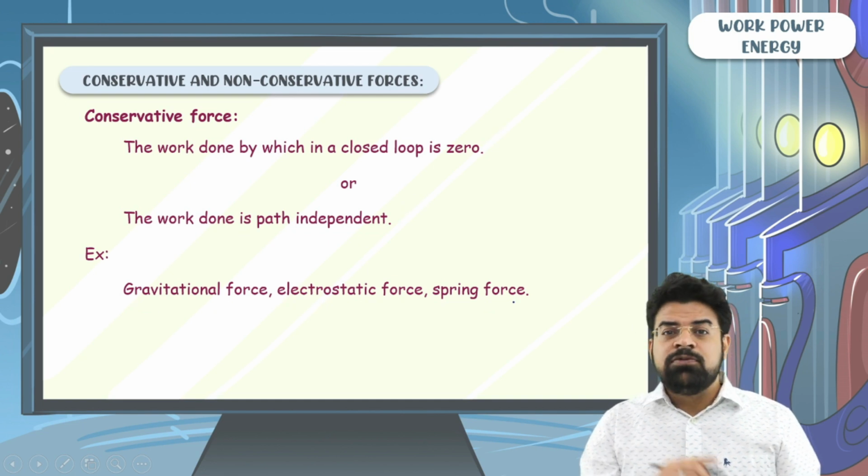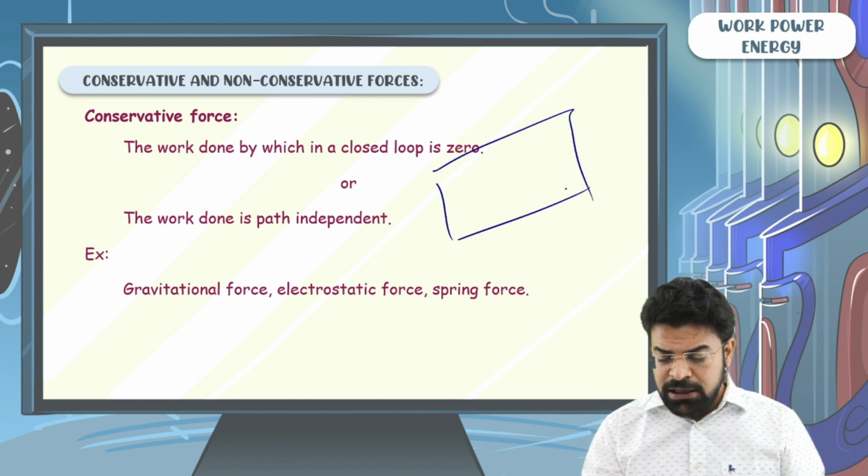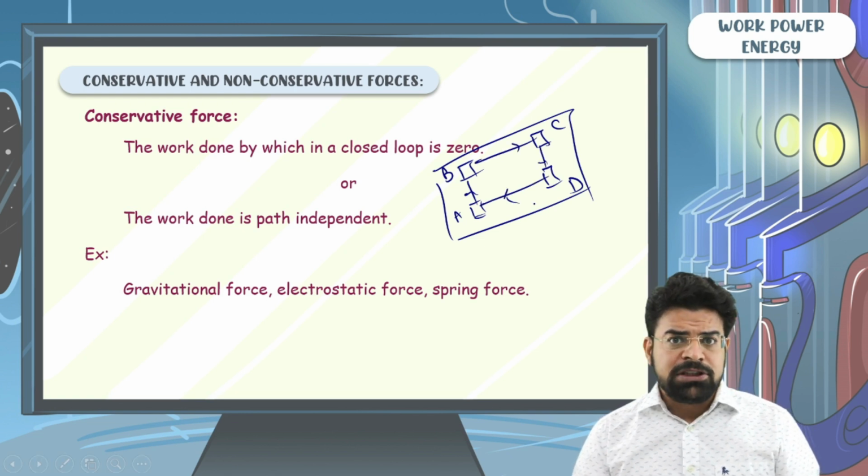So give us one example of a non-conservative force. Remember when I said in the last hour, on a table there is a block and the block is moved from A to B, B to C, C to D, and the block comes back to the same place. Is the work done by friction zero? No.